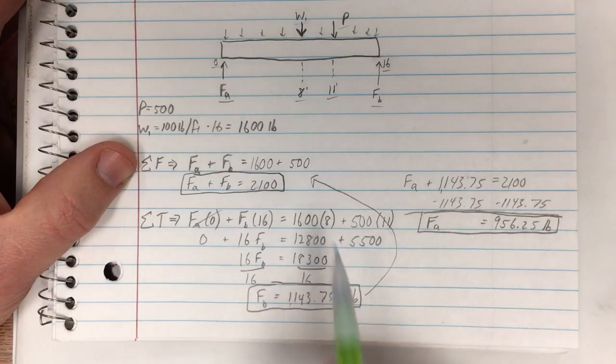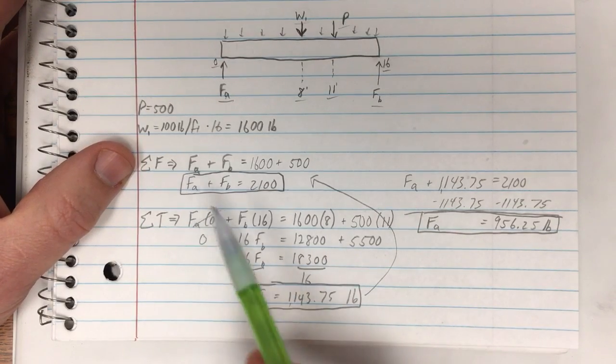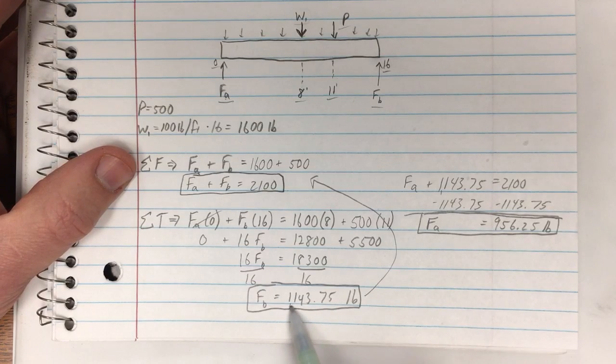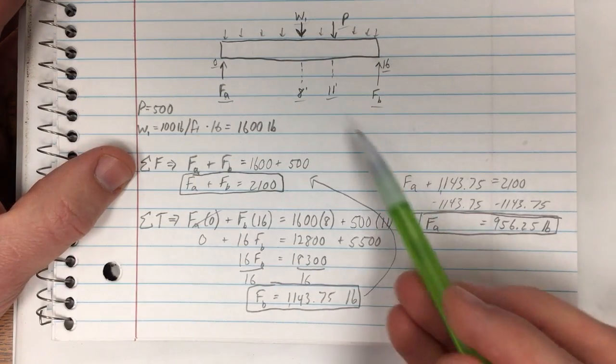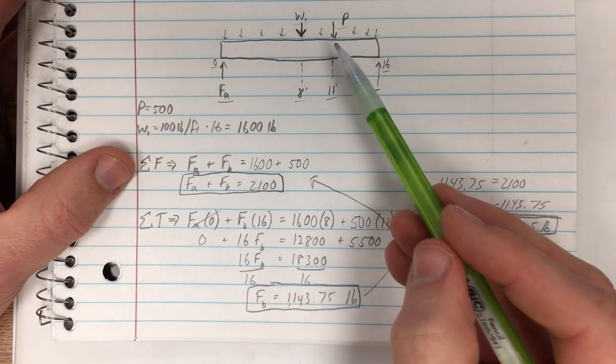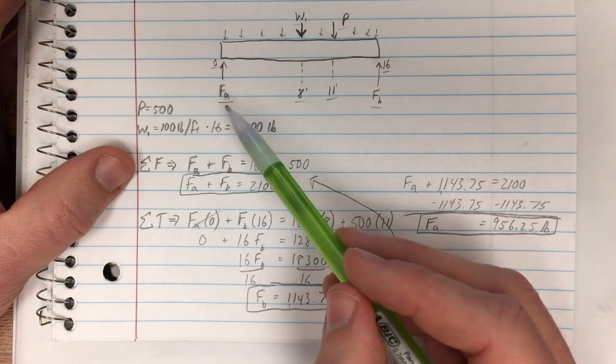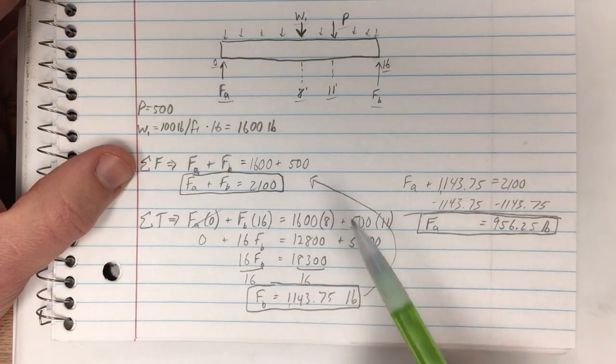So it's very easy to follow my work when I show all of my steps and I show everything that's going on. But right now what you can see is I have solved for FB. It's 1143.75 pounds. FA is a little smaller, and that should make sense because I have this point source that's closer to B, so it's supporting more load than A is. So that's an example of how you do these two problems.